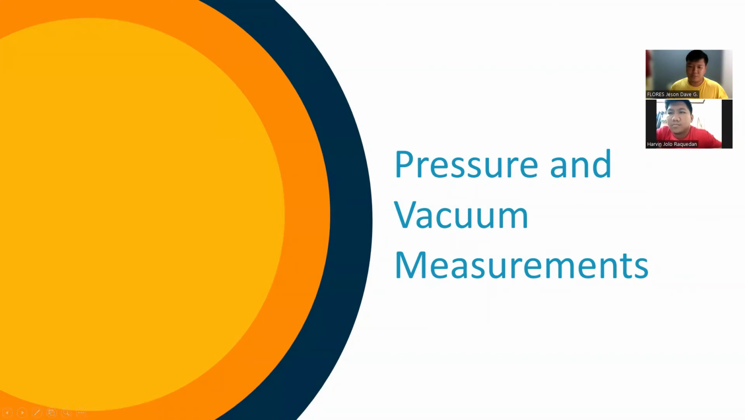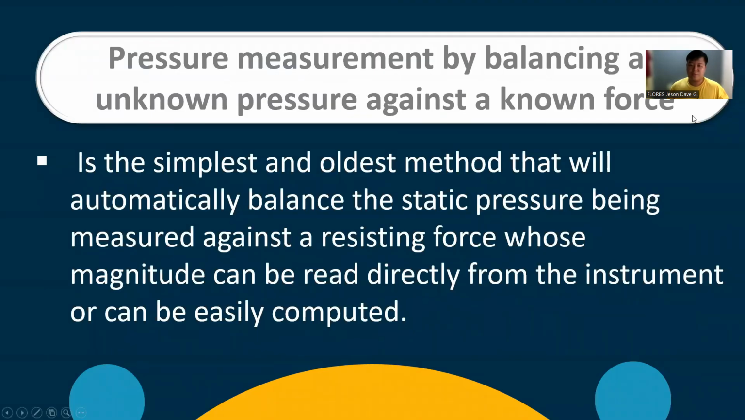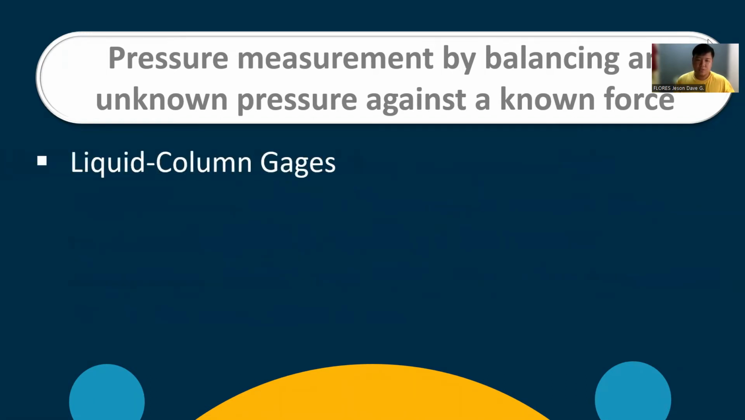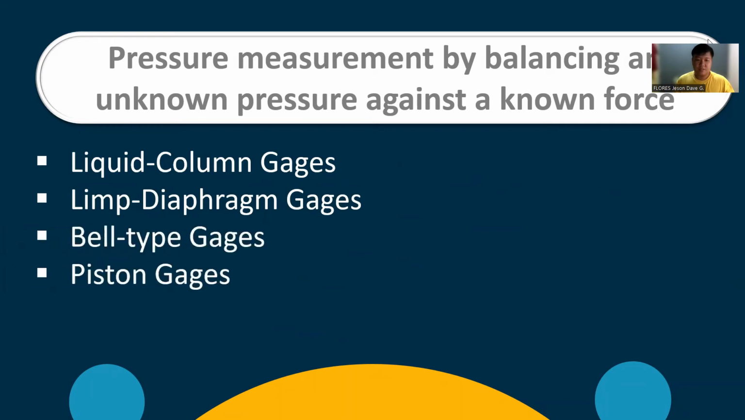Pressure and vacuum measurement. Pressure measurement by balancing an unknown pressure against a known force is the simplest and oldest method that will automatically balance the static pressure being measured against the resisting force whose magnitude can be read directly from the instrument or can be easily computed, such as liquid column gauge, limp diaphragm gauge, bell-type gauge, piston gauge.